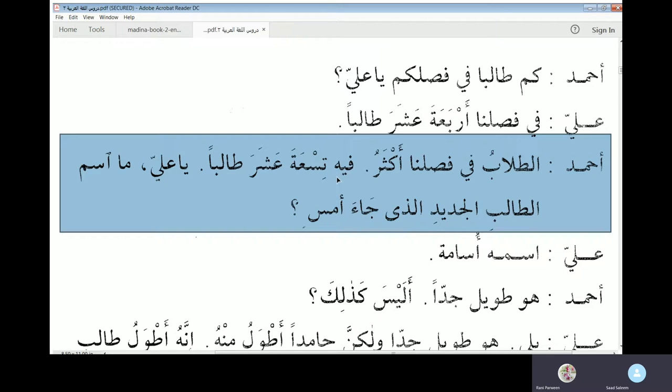Talib is male. Fihi tis'ata ashara taliban. In it, there are 19 students. There are 19 students in it. Fi means in it. Okay.